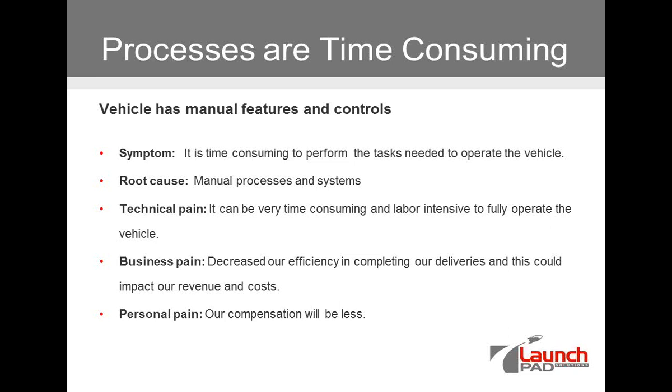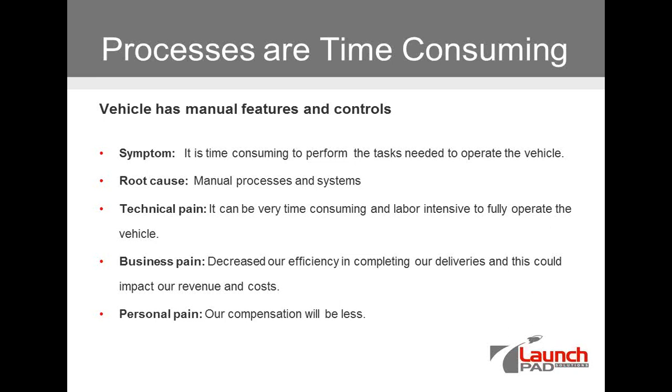The next one is processes are time consuming. Going back to the vehicle, let's say we're driving a very old vehicle and it's manual transmission, all the controls and features are manual. Well, what does this mean? This one's a bit of a stretch, but operating the vehicle is very manual, which means we're very distracted, and it takes us a little longer to operate the vehicle because of all the different things that we have to do, and that creates additional time.